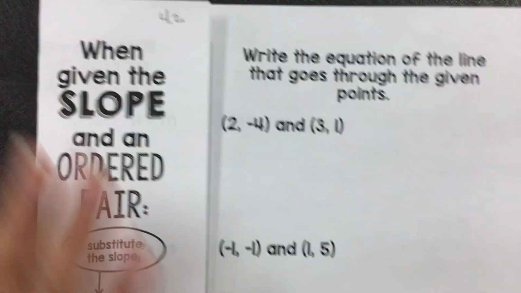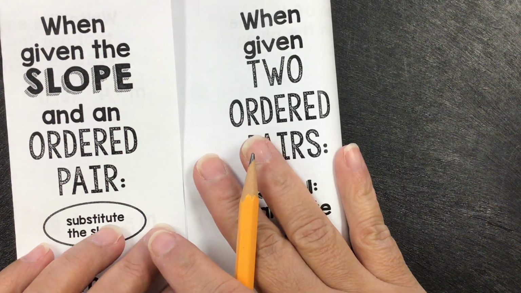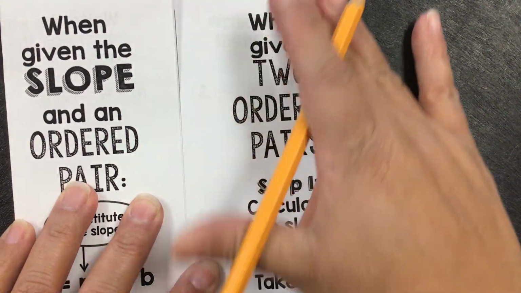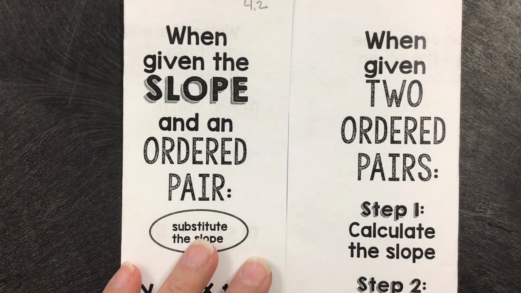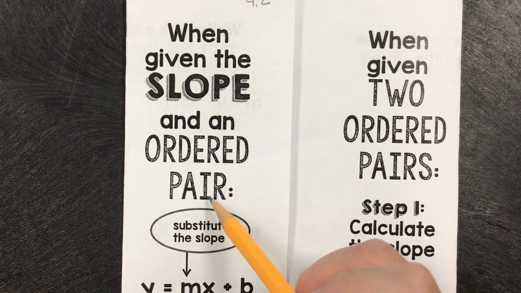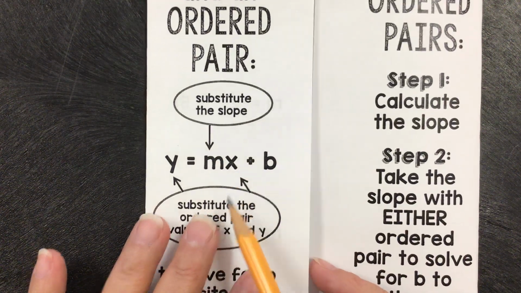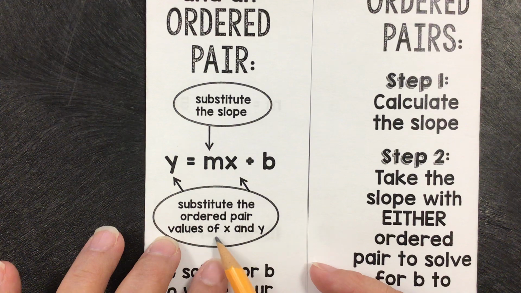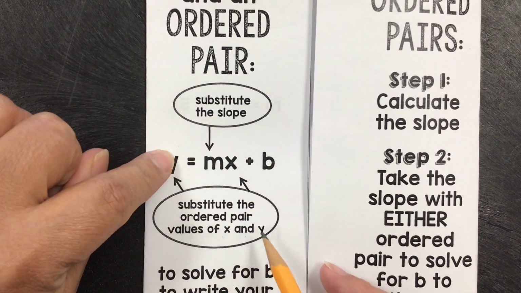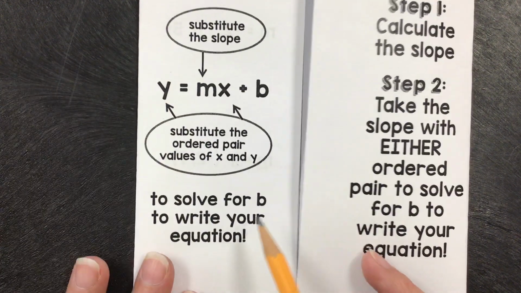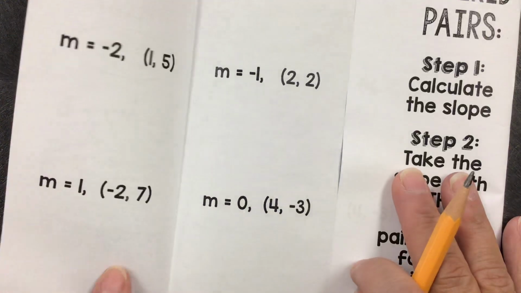4.2. And what we're doing today is writing equations of lines. We know how to write them from a graph, but this one is from given information. For example, when given a slope and an ordered pair, you substitute the slope and you substitute the ordered pair, the value of x in the x and the value of y in the y, to then solve for b and then rewrite the equation. So we're going to do that first.